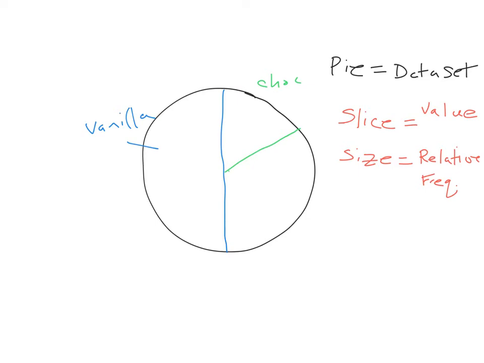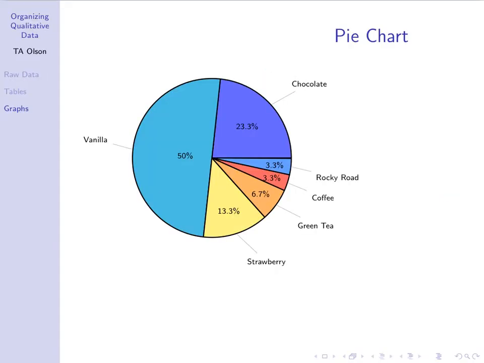I used a computer to generate one of these, and it looks as follows. So here is my computer-generated pie chart. Vanilla's 50%, chocolate's 23.3%, Rocky Road and coffee were each at 3.3%. Green tea was equal to those put together. Strawberry is about twice of what green tea is.